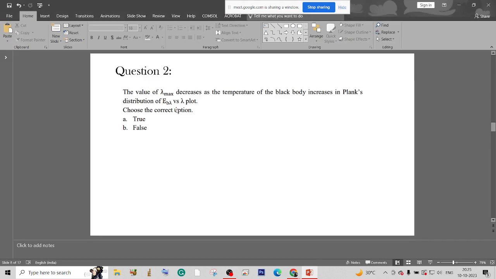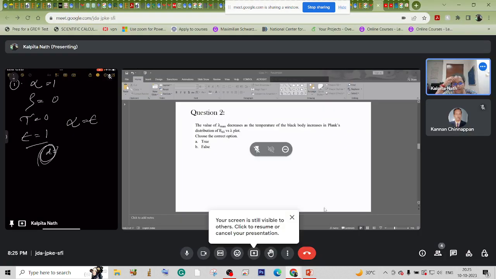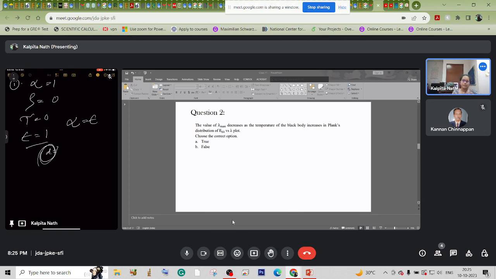The value for maximum lambda decreases as the temperature of the black body increases in Planck's distribution law of E_B lambda versus lambda plot. So choose the correct option for this. This also I don't think it should take time. So I'll give you 1 minute for solving that as well. Just tell me which of the options is correct.